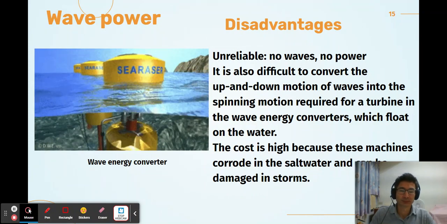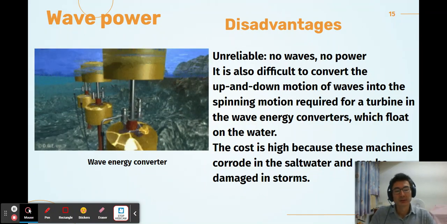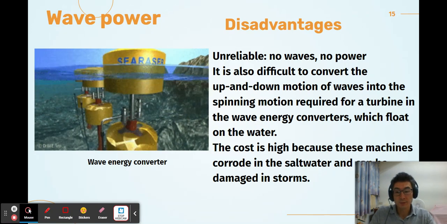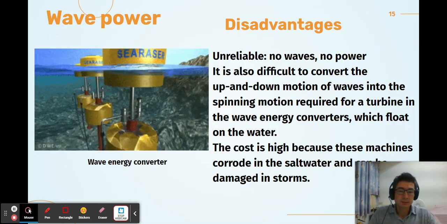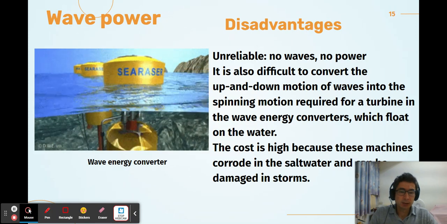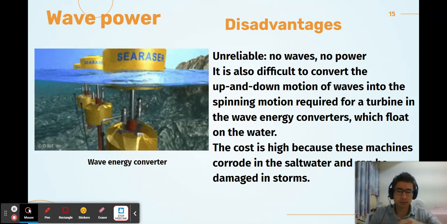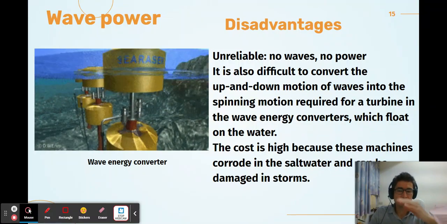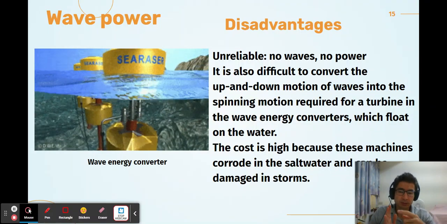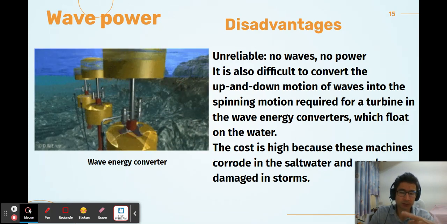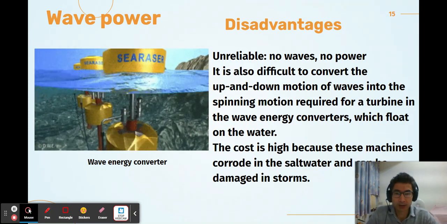Well, you know, if there is no wind, there won't be waves either. And another thing is, it is very difficult to convert this up and down motion of waves into rotational mechanical energy to produce electricity.